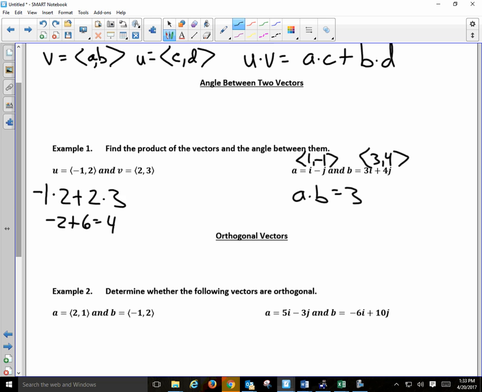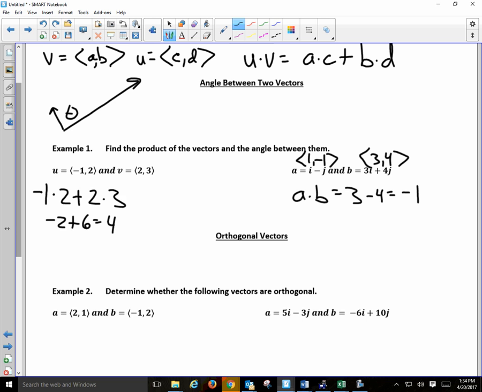I get 3 minus 4 is -1. So you can see that the product of the two vectors can be positive. It can also be negative. That leads us to the angle formed between two vectors. Suppose that you have a vector that looks like this and another one that looks like that. You want to find the angle formed between them.